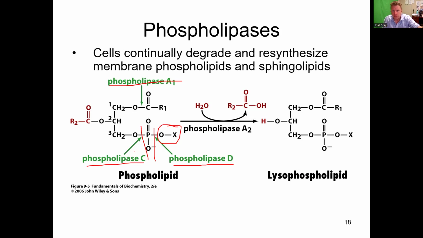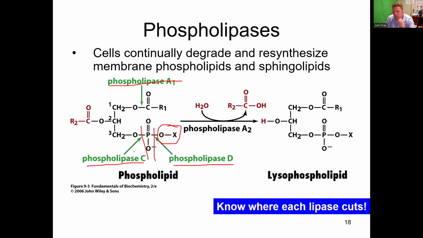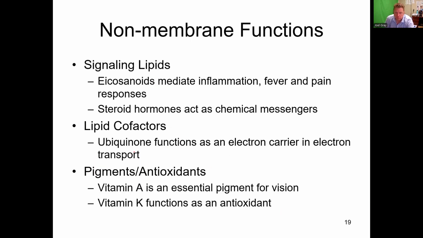Now, cells are constantly degrading and resynthesizing membrane phospholipids and sphingolipids. These are broken down so that they can be used to build up. I want you to know where these lipases cut. Now, lipids also have non-membrane functions. We talked about this a little bit. Signaling lipids, they can be lipid cofactors. They can also be pigments and antioxidants.